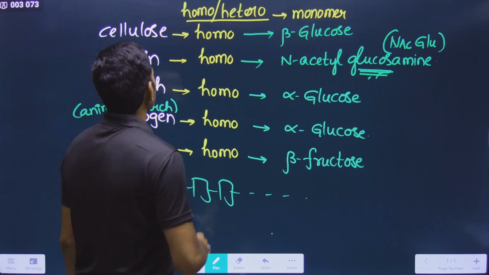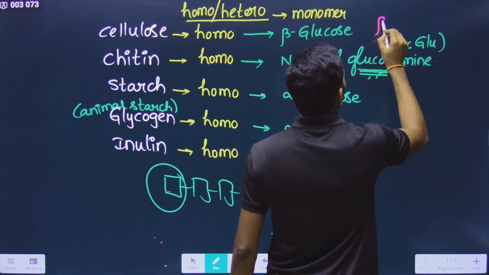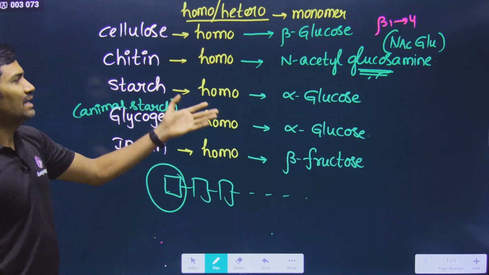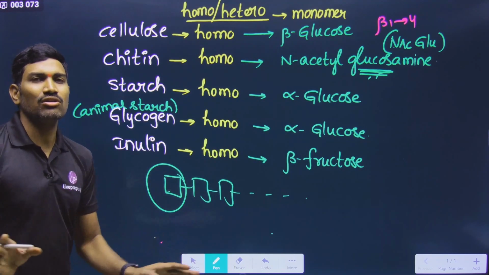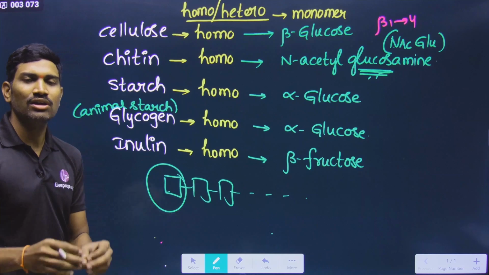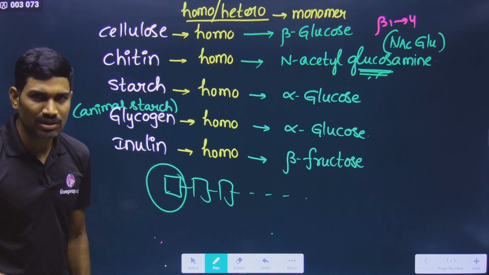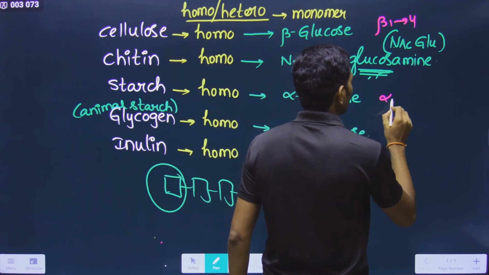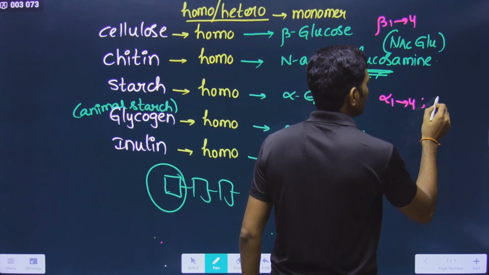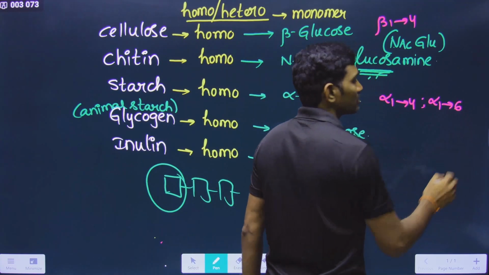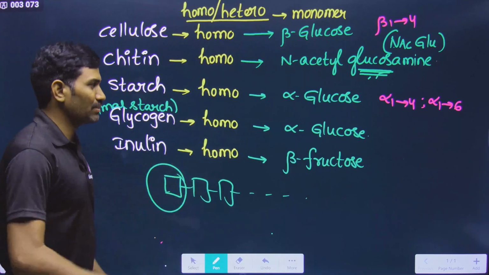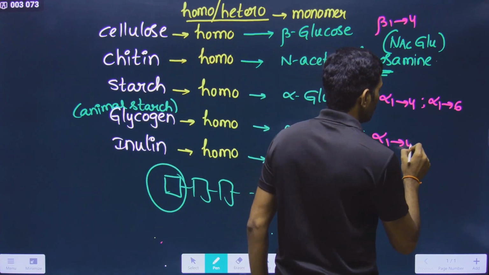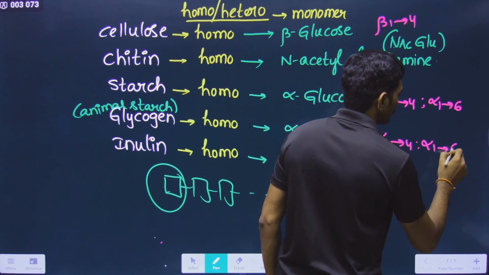Then some extra information, like what is the bond that is present. Beta 1,4 linkage is present in the case of cellulose. In the case of chitin, generally they will not ask about the bond location and all, so you don't need to worry about this particular bond. Next one, regarding starch they will ask. In the case of starch, alpha 1,4 is seen and alpha 1,6 is also seen. Where it is seen I will tell you separately. Next one, glycogen is also the same. Alpha 1,4 bonding and alpha 1,6 bonding is also seen.